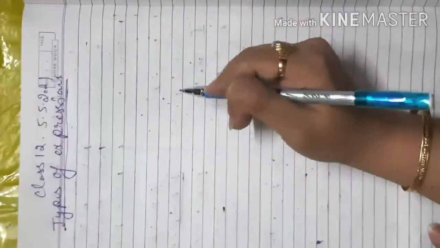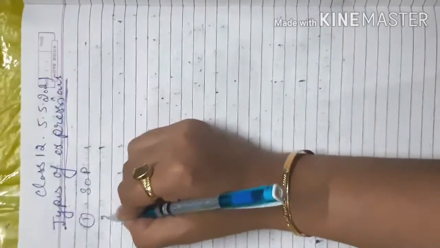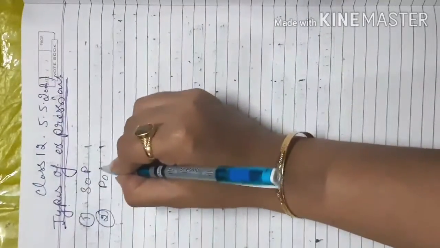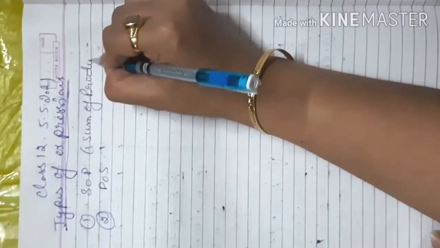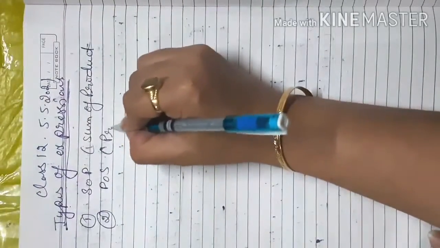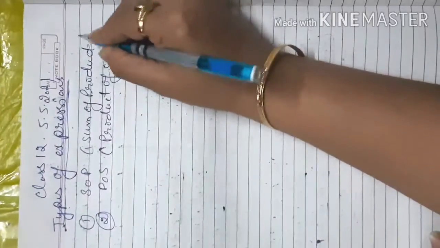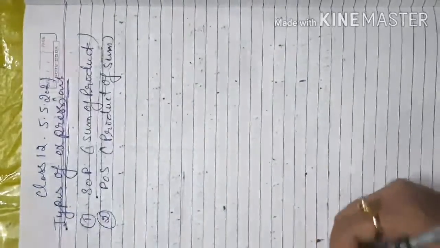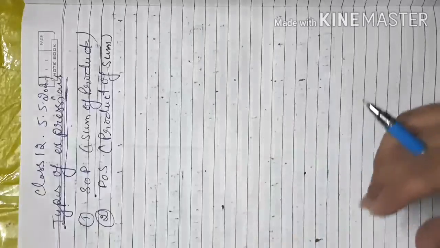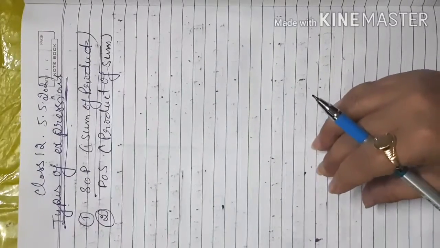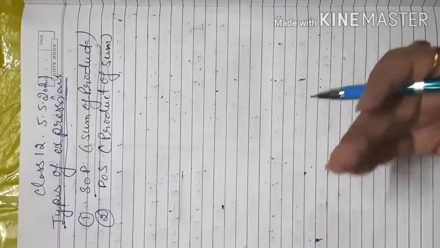There are two types of expressions we use in Boolean algebra. One is sum of product and the second one is product of sum. Basically I deal today with only sum of product. Whatever Boolean expression you already worked with, now we have to arrange it in the form of sum of product.